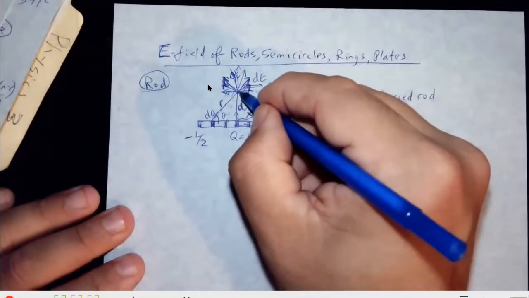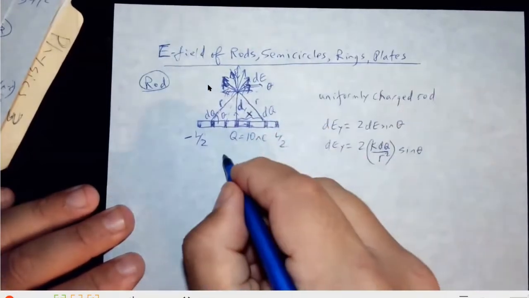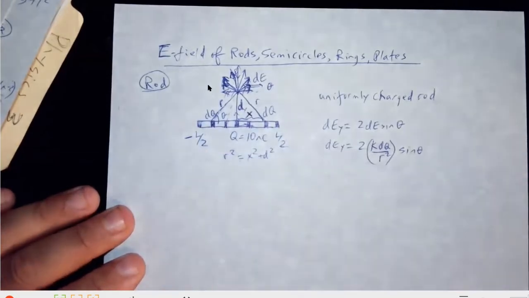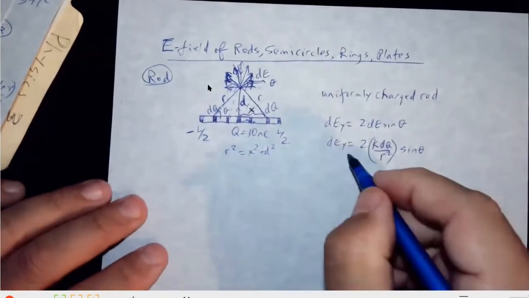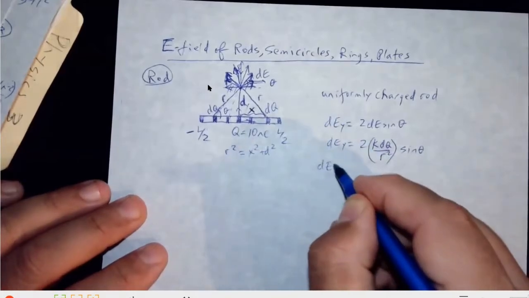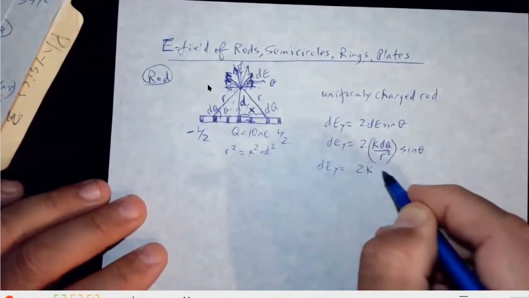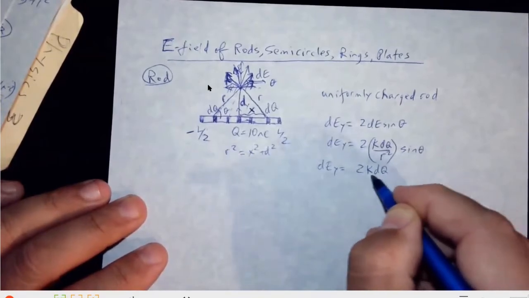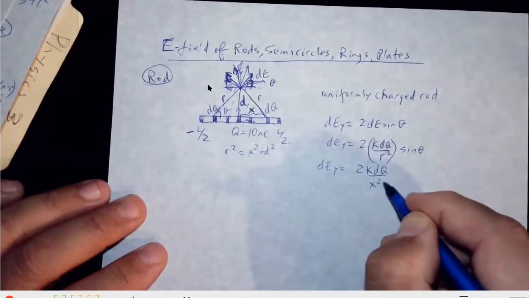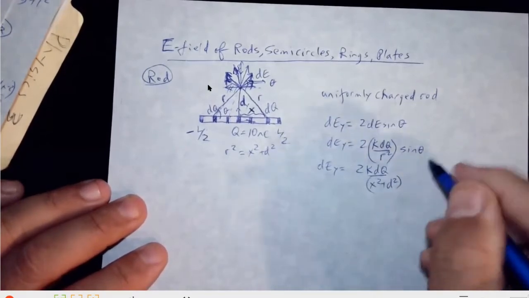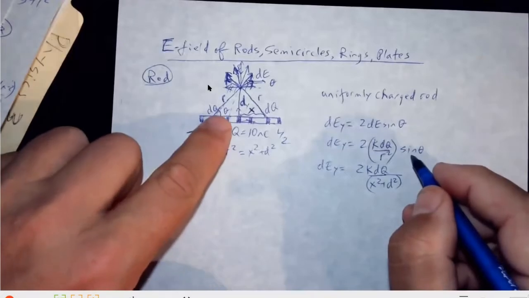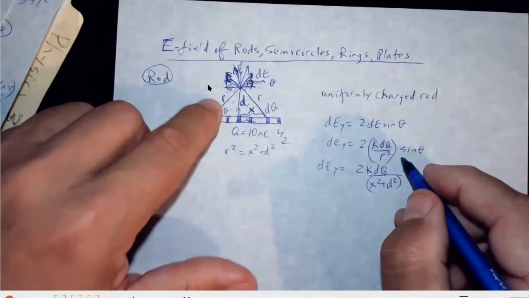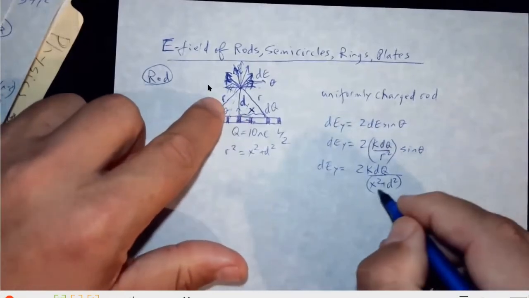Okay, so then this distance r is going to be what? r squared is going to be x squared plus d squared. So then we say dEy is 2k, and then wherever you have r squared, we're going to put x squared plus d squared. And then what's sine theta? Sine theta is d over r, and then r is square root of that.